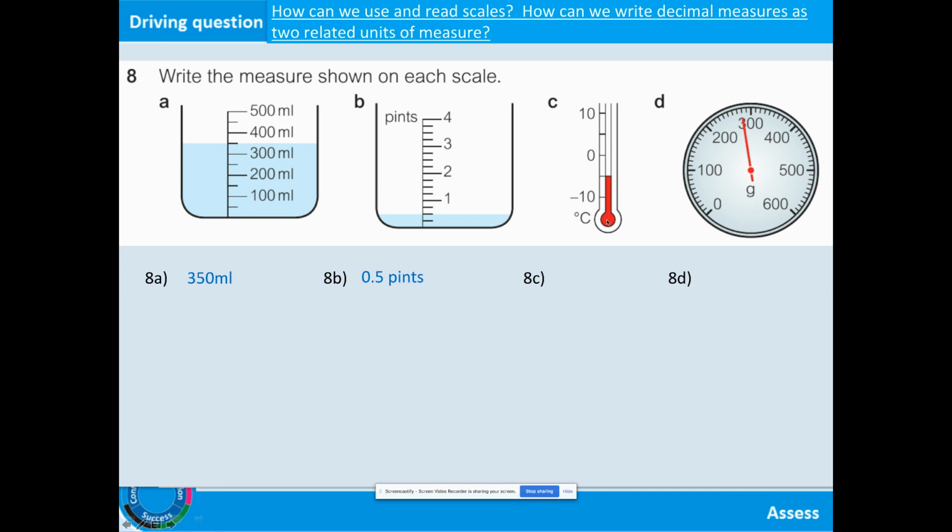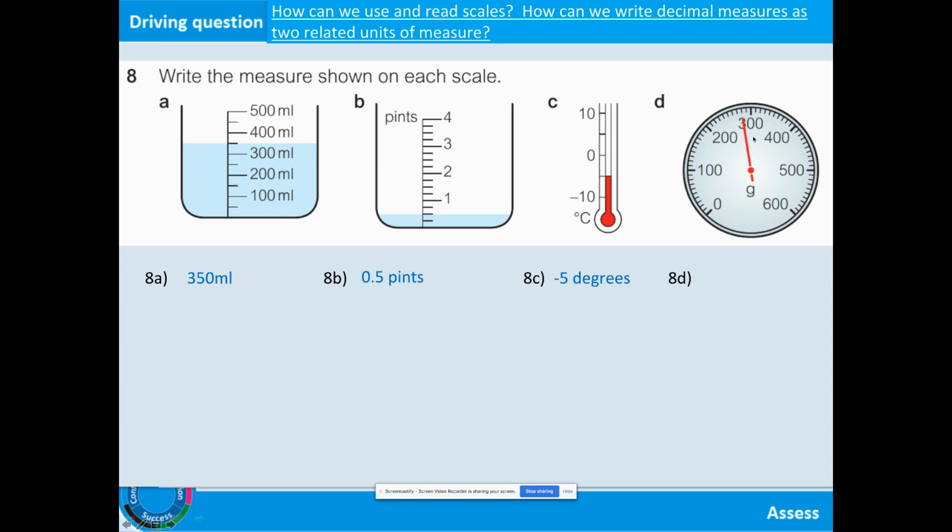So at C, we have a temperature, a thermometer. We've got 0, and we can go up to 10 or down to -10. We're halfway between 0 and -10, so that will be -5 degrees Celsius. Okay, it tells us here degrees Celsius. Don't know what happened to my C.